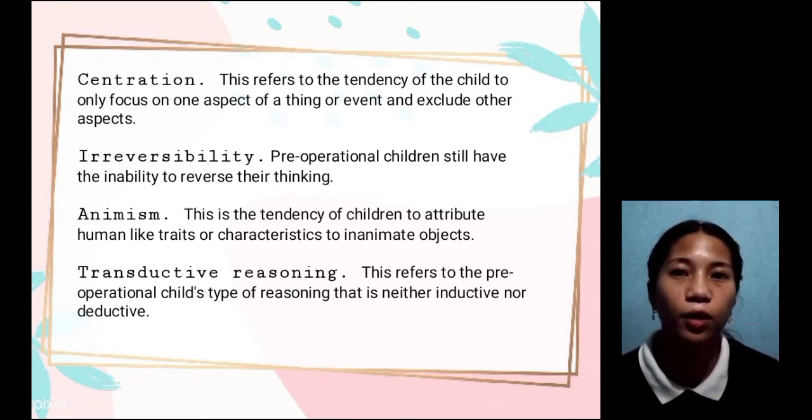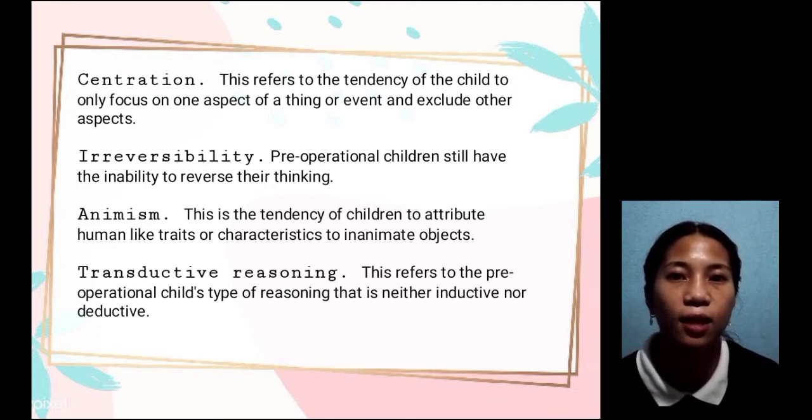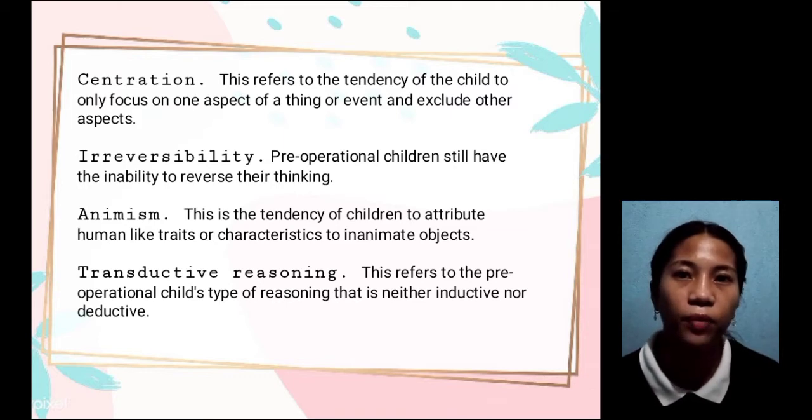The child only focused or centered on one aspect of the new glass, that it is a taller glass. The child was not able to perceive that the new glass is also narrower. The child only centered on the height of the glass and excluded the width in determining the amount of water in the glass. Irreversibility. Pre-operational children still have the inability to reverse their thinking. They can understand that 2 plus 3 is 5 but cannot understand that 5 minus 3 is 2.